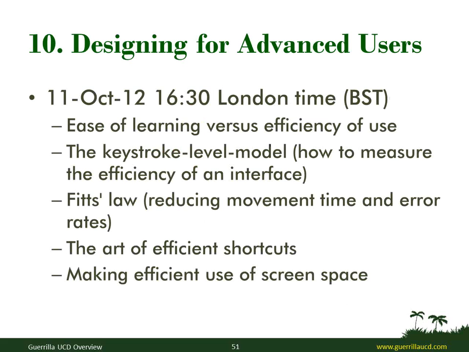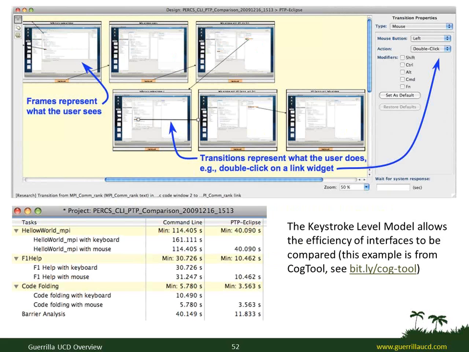On the 11th of October, a session for advanced users, designing for advanced users, and here we look a little bit more deeply into HCI, human-computer interaction issues. We talk about the keystroke level model and also Fitts' law, and some interesting research has been done and interesting tools that are produced, like this one from Carnegie Mellon called CogTool, where you can actually use the tool that they provided to help you to compare user interfaces.